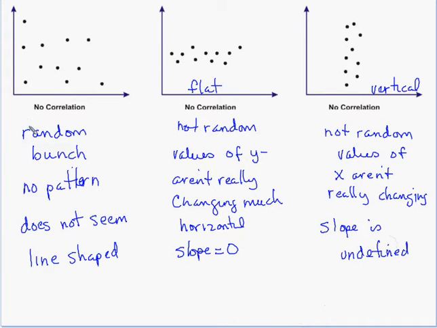Okay, and this one is really easy. Everybody gets this one, no correlation, they're just scattered. But because these look like lines, they can be confusing. So if your line is vertical or your line is horizontal, there is no correlation. Okay?